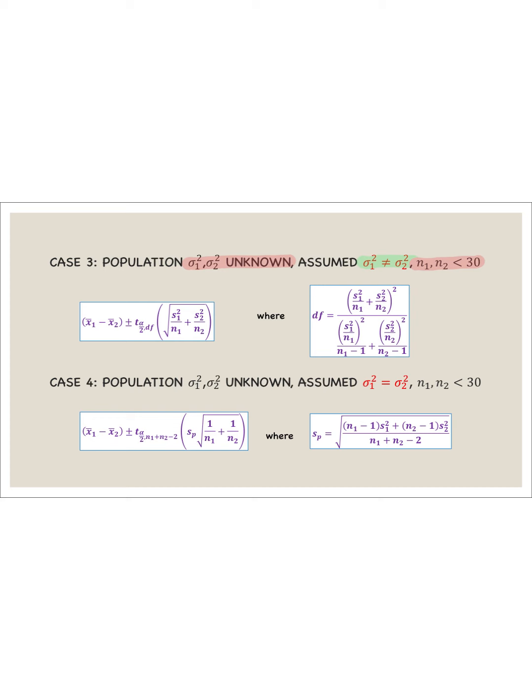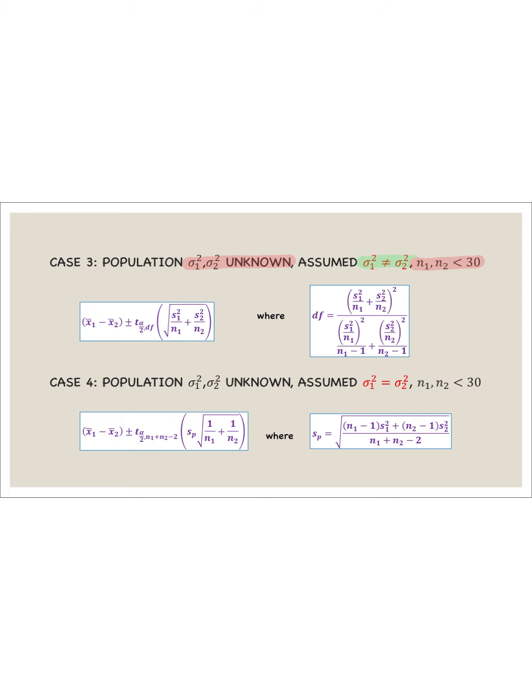So what is the formula? The formula is given by x bar 1 minus x bar 2 plus minus t alpha over 2, degree of freedom, times the square root of s1 square over n1 plus s2 square over n2, where the degree of freedom is given by this formula: s1 square over n1 plus s2 square over n2, all squared, divided by s1 square over n1 squared over n1 minus 1 plus s2 square over n2 squared over n2 minus 1.